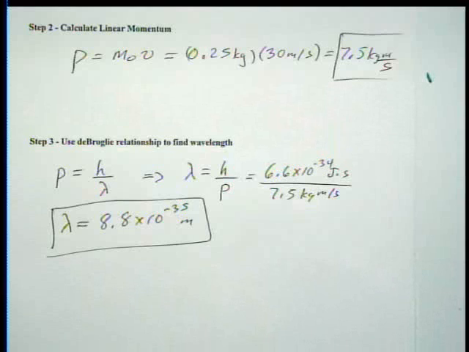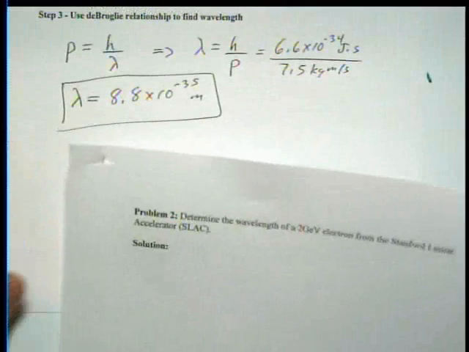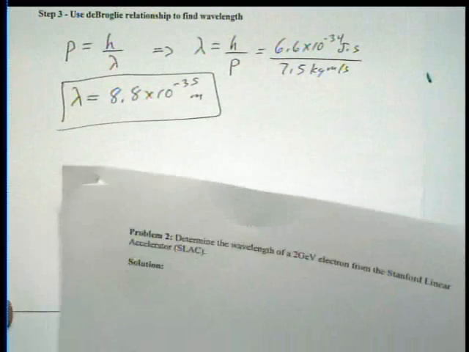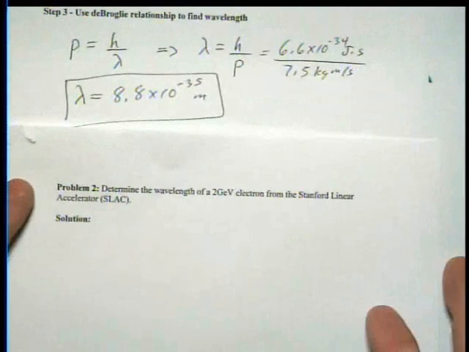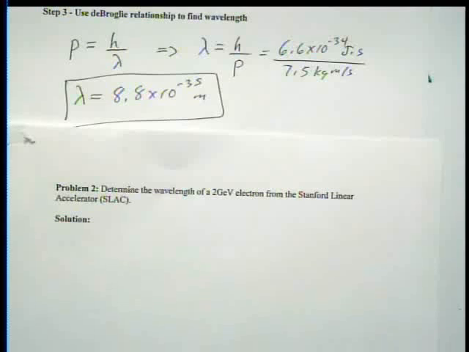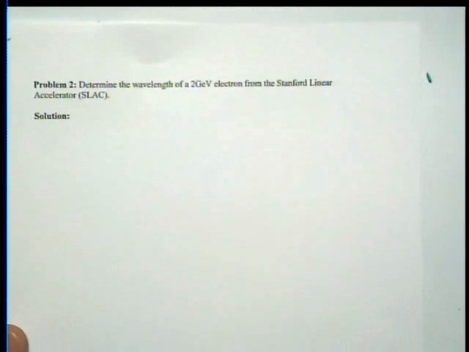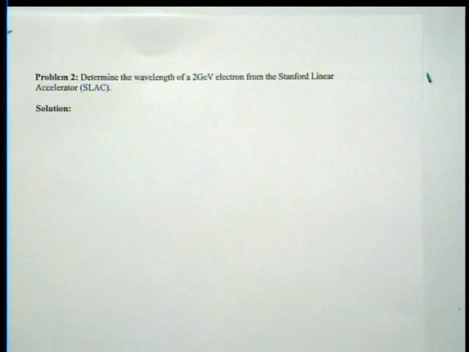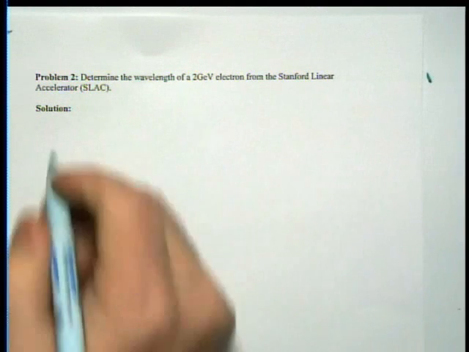So let's give you something where you would see it. Okay, a 2 GeV electron from the Stanford Linear Accelerator Facility. Now here we got something that flies. Do we need relativity? Yes.